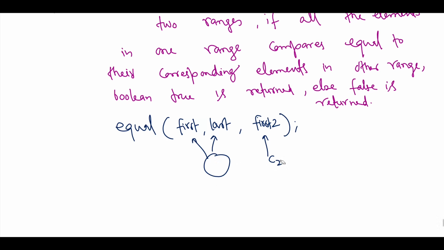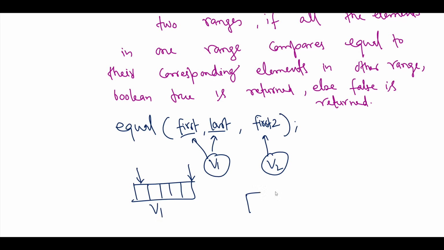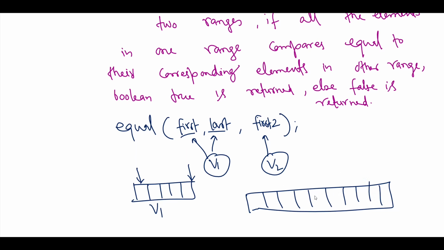I can write v1 here and v2 here. So it's basically v1 and v2. And when we have this first and last, it could be first and last of this vector, which is v1, and then we could have another vector which could have more elements, but this first is beginning from here maybe, and it has 5 elements at this moment. So 1 2 3 4 and 5.